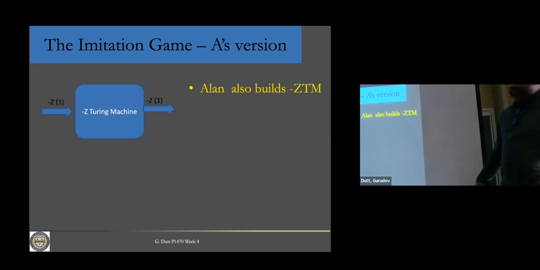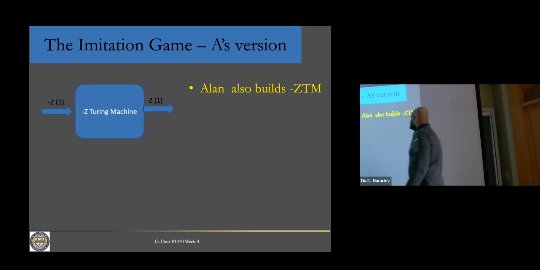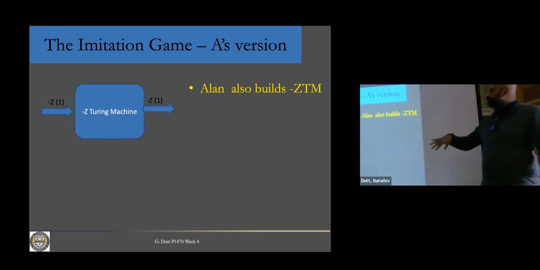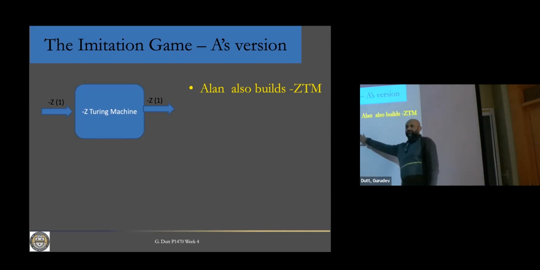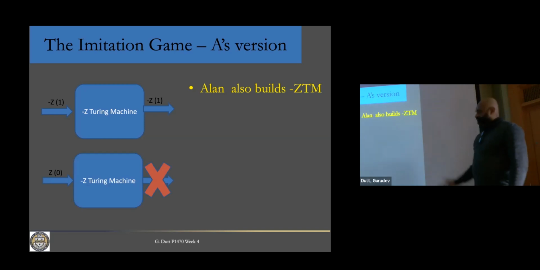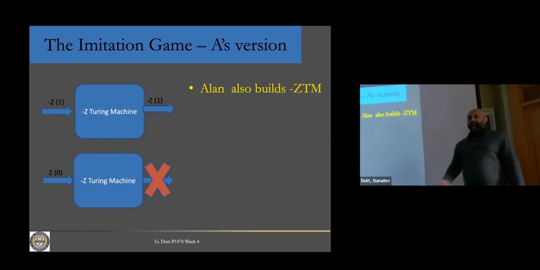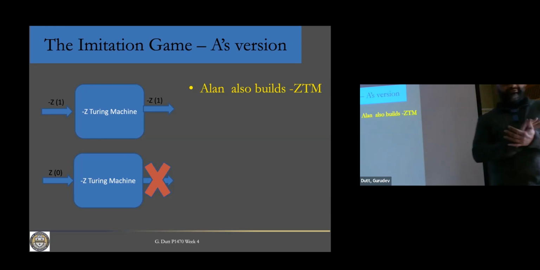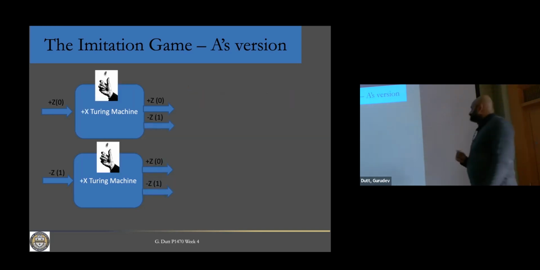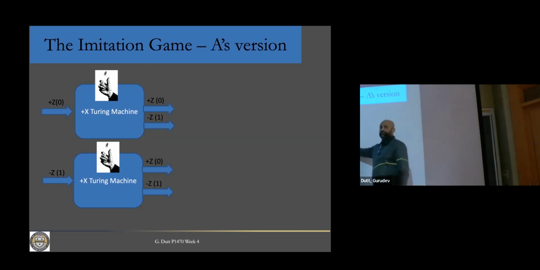He also builds the minus Z Turing machines, which do exactly the same as the plus Z Turing machine, except with minus Z input states. So if you send in a 1, it puts out a 1, and blanks if you send in anything else. If you send in a 0, it will put out a blank. If you send a blank, it will put out a blank. All right. And he builds one more machine, which is the plus X Turing machine.